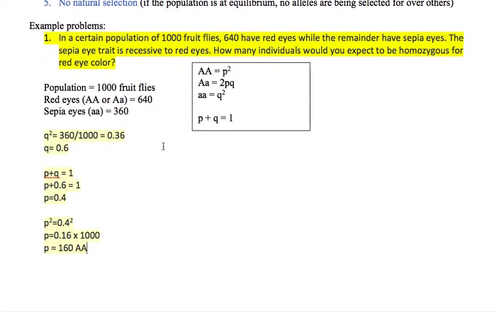We can also use the rest of this information. We can calculate out pretty much anything that we want. Your main goal is if you can figure out Q and P, you can figure out anything for these problems.